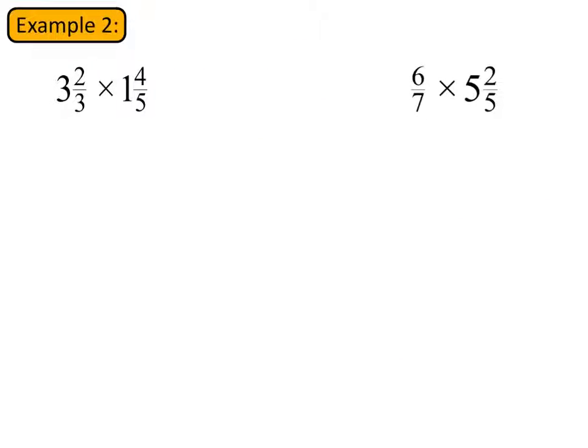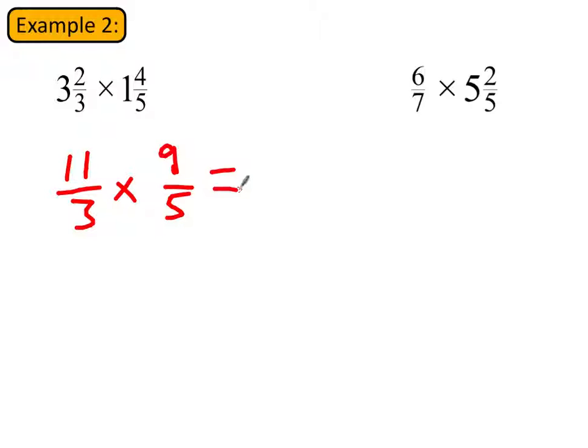Okay, let's do some more complicated examples. In this case, we're going to convert them to top-heavy fractions first, and then we're going to follow the same technique. So, 3 and 2/3. Well, 3 times 3 plus 2 is 11. So that's equivalent to 11 over 3. And 1 and 4/5 is 1 times 5 plus 4, which is 9/5.